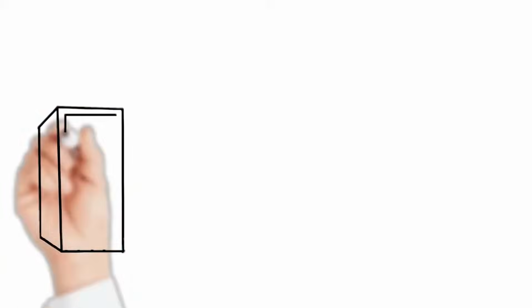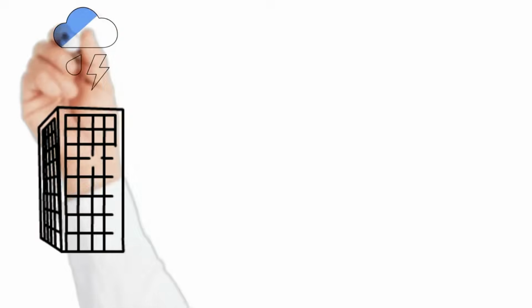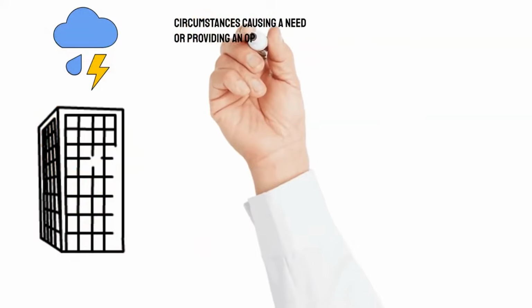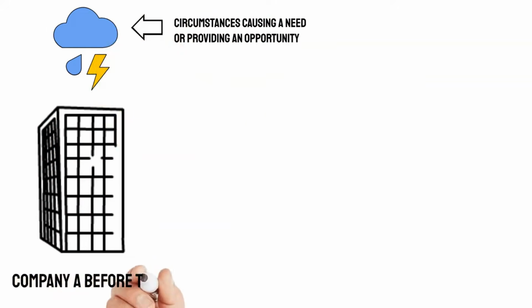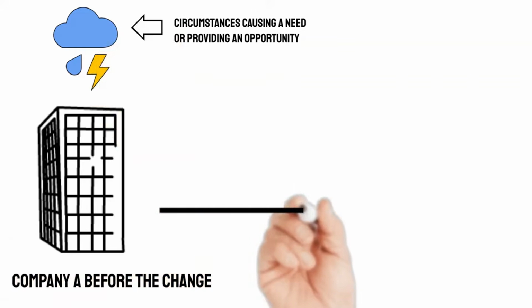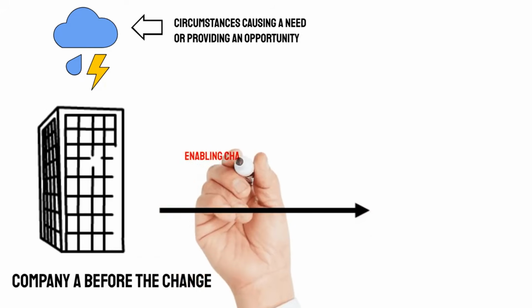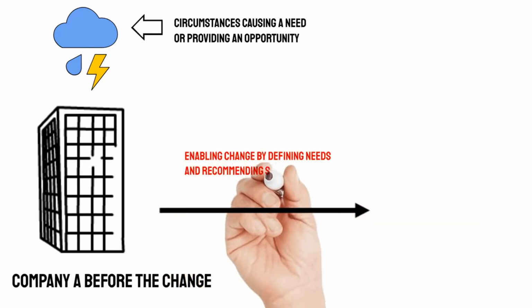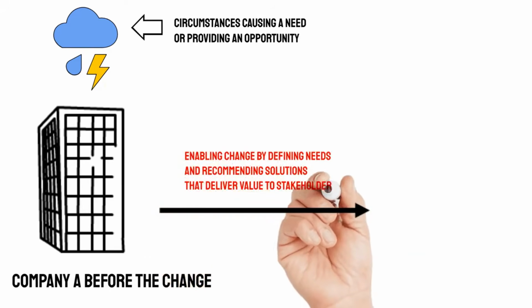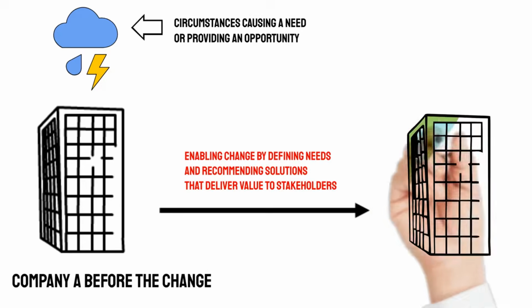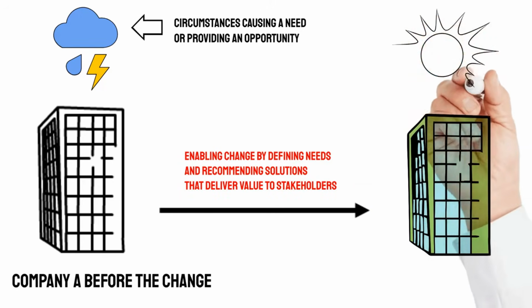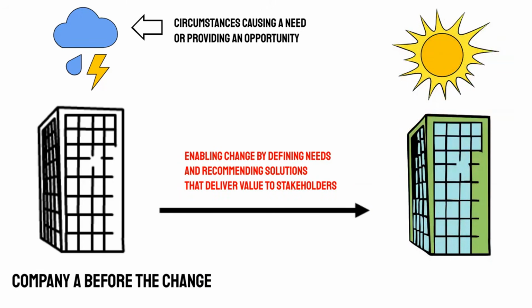Imagine the following scenario. You have a company and now because of regulations or because of the market or any other circumstances, there is now a need or an opportunity for the company. So the company has to enable change. And the work of a business analyst is enabling the change by defining needs and recommending solutions that deliver value to stakeholders, so that you have this transition from company A before the change to company A after the change.